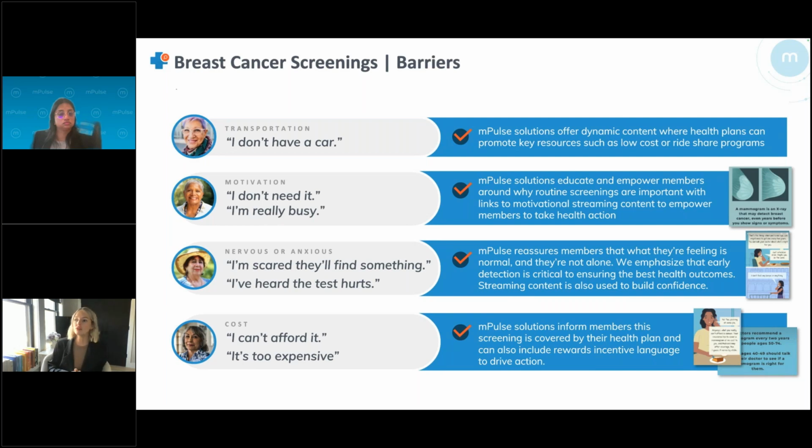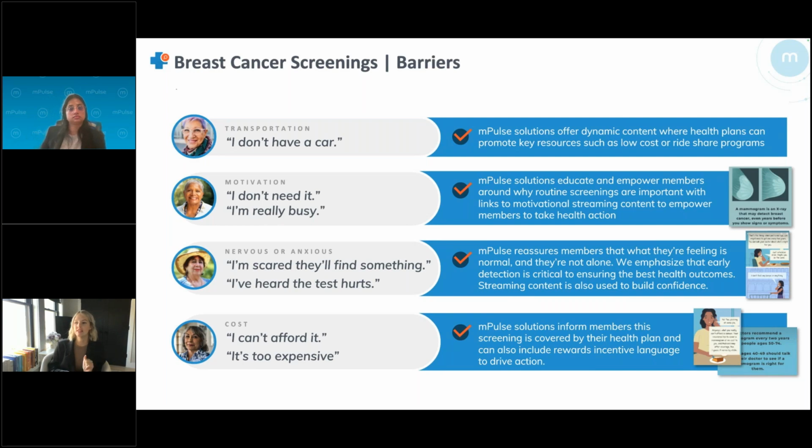We also have things around motivation. So, I don't need it. I'm really busy. Not seeing it as an important thing. So here we really want to empower members about why the screenings are important, and link them to motivational streaming to empower them to take health action. And so here again, we really want to lower the perceived effort of it. We want to make sure that members know that their plan is there to help them to complete it, and really try to increase the importance of this. That women are at risk. It's easier to treat when it's found early, and use the videos to activate storytelling effect and different areas, again, of the brain to try to up the importance of this.